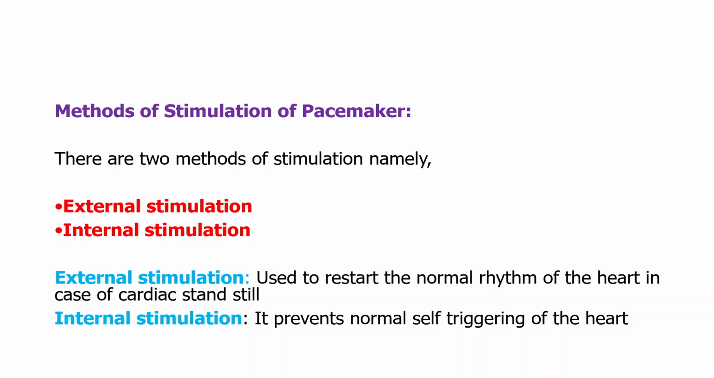We have two types of stimulation: external stimulation and internal stimulation. The external stimulation can be used to restart the normal rhythm of the heart whenever the heart stands still. The internal stimulation prevents normal self-triggering of the heart. So based on the need, they can go for internal stimulation or external stimulation.